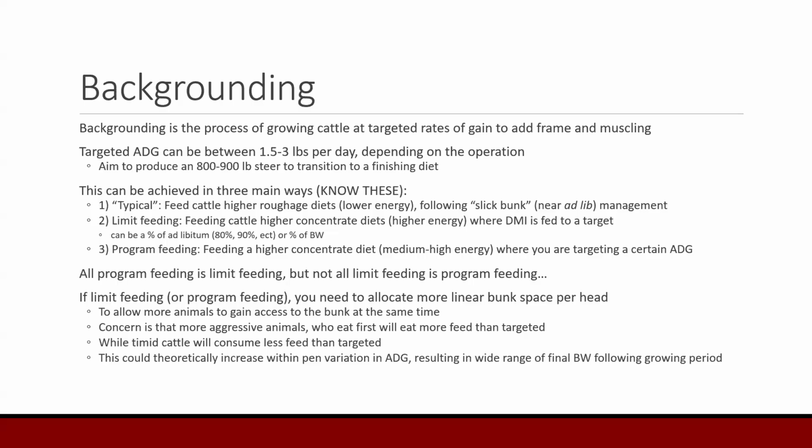Limit feeding, our goal is a certain amount of dry matter intake. Program feeding, our goal is a certain amount of average daily gain. So all program feeding is limit feeding, but not all limit feeding is program feeding. Does that make sense?